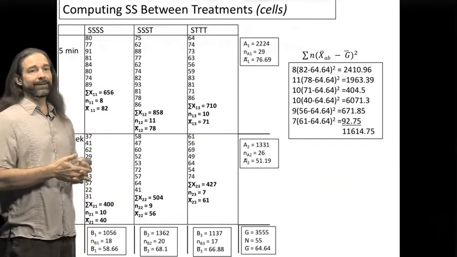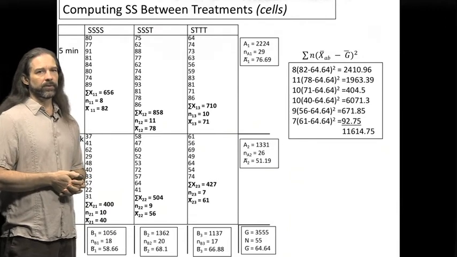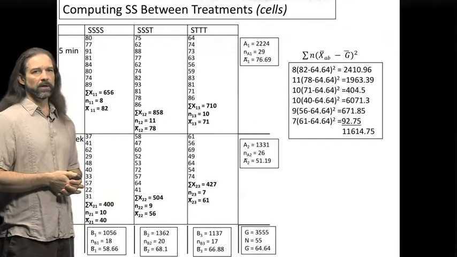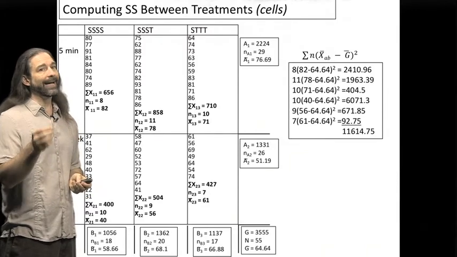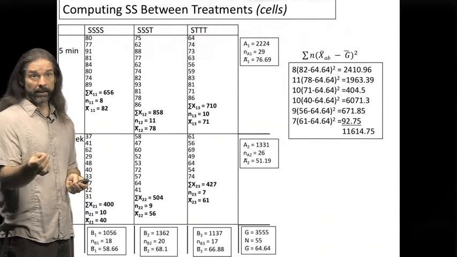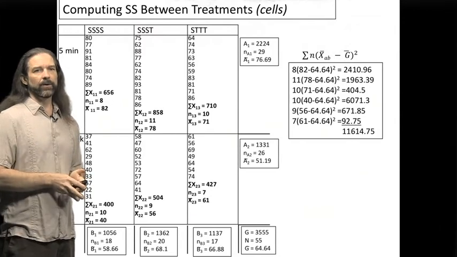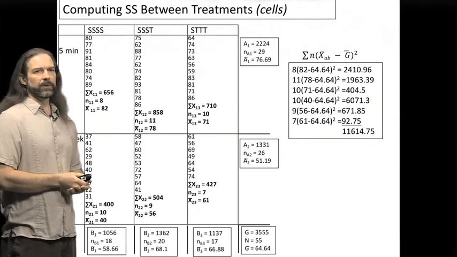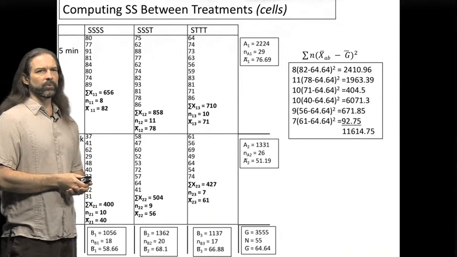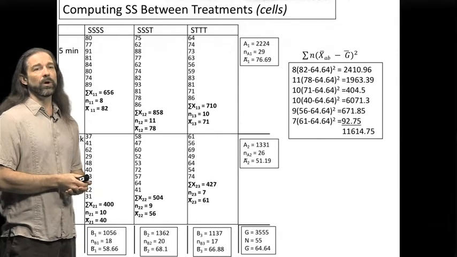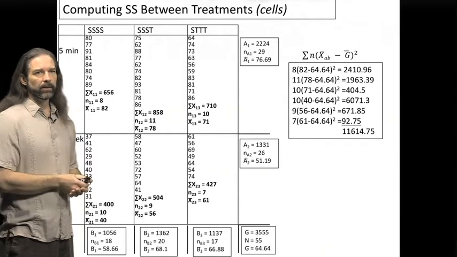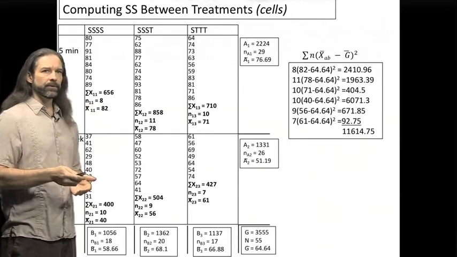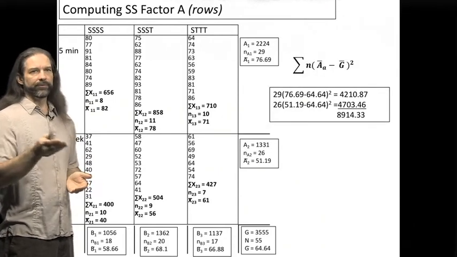I will then repeat that computation for each individual cell, so I've got a total of 6 computations. Once I have done that, I will do my last order of operation, which is the summation. I'm going to add those down, and as you see over there, that gives me a total of 11,614.75. That is going to go into the table for SS between. But now we have to move down to sum of squares for factor A.